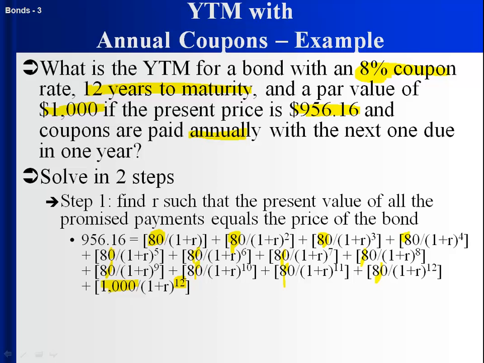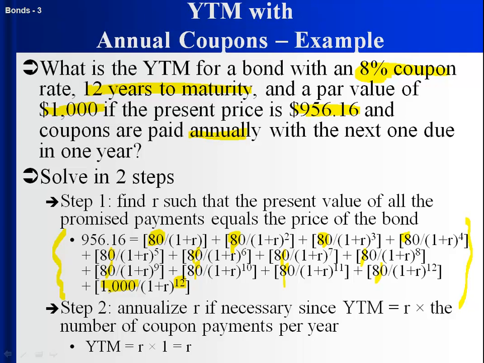And so again, a very important thing is to understand why this equation holds. The present value of the 12 coupon payments of 80 plus the par value payment of 1,000 at maturity is equal to $956.16. Then we'll get R. We need to annualize it. In this case, it's paid annually, so R is an annual rate, so it is the yield to maturity, and so we're done.